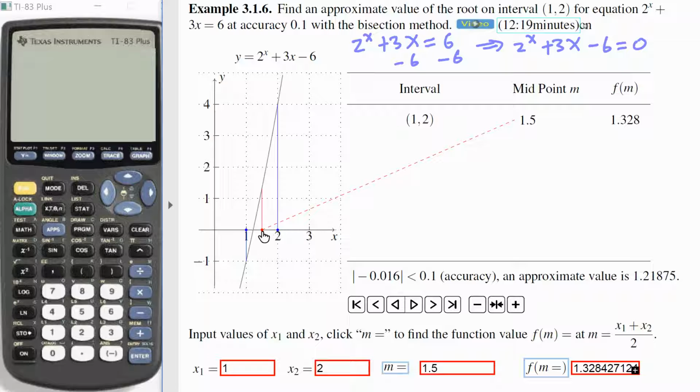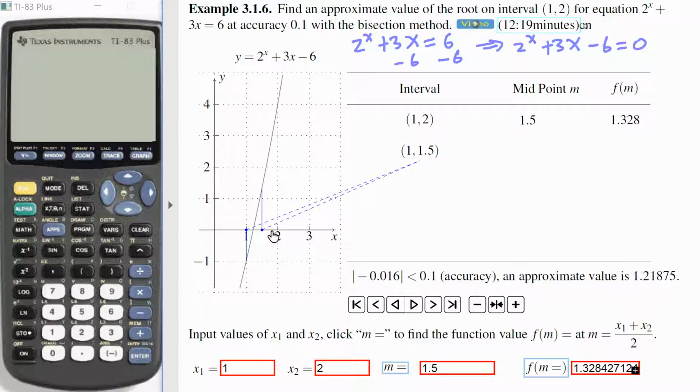Since x is 1.5, you have a y value greater than 0, 1.328, then you know the root will be between 1 and 1.5. Okay, so the next interval will be 1 and 1.5 here.